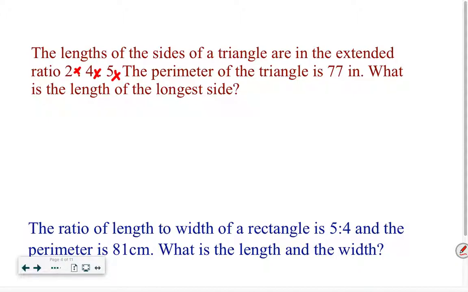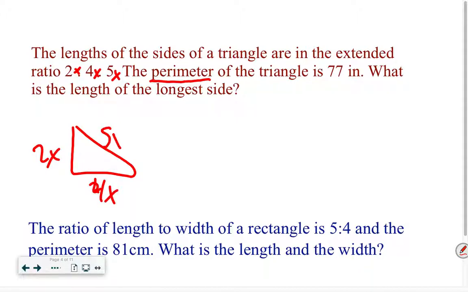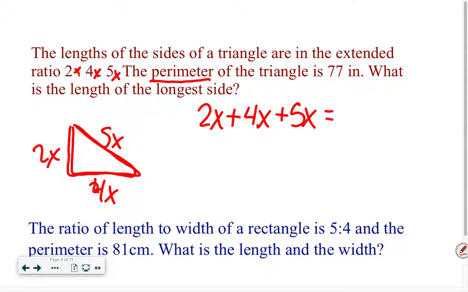What does the word perimeter mean? Around the outside. So what should I do with the 2x, 4x, and 5x? If I have a triangle, let's say this one's 2x, this one's 4x, and this one's 5x, I know that the total length around has to be how much? 77. So should I add, subtract, multiply, divide these? Add them, yeah. So 2x plus 4x plus 5x equals 77.